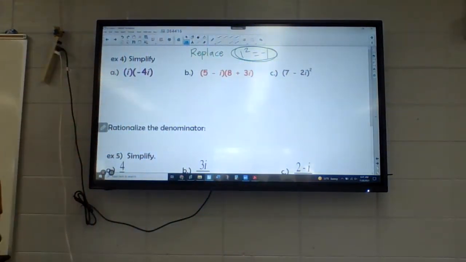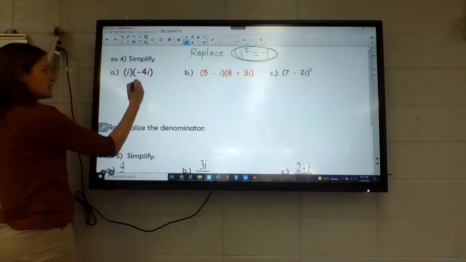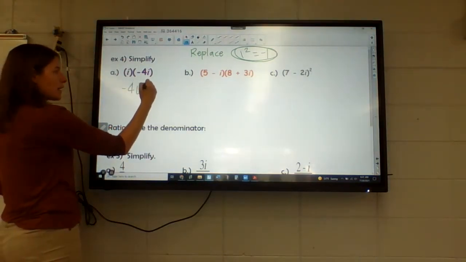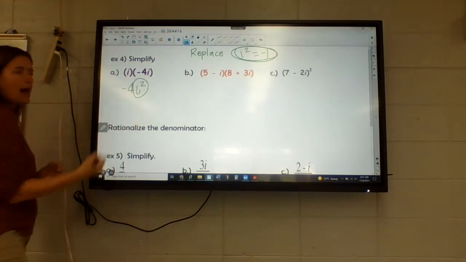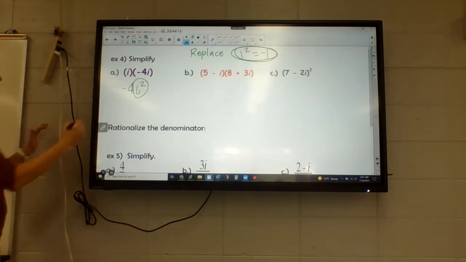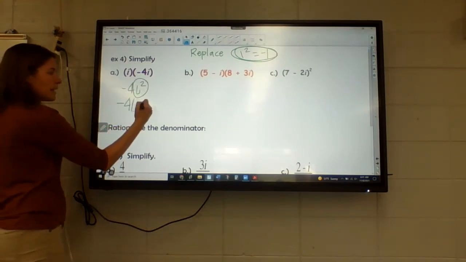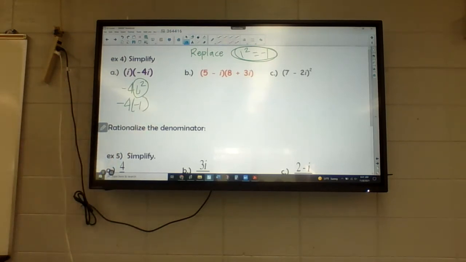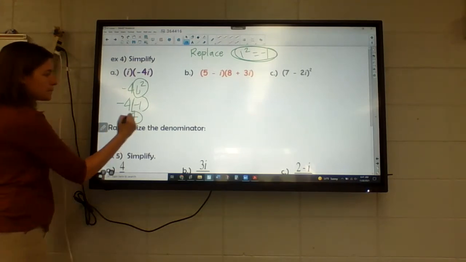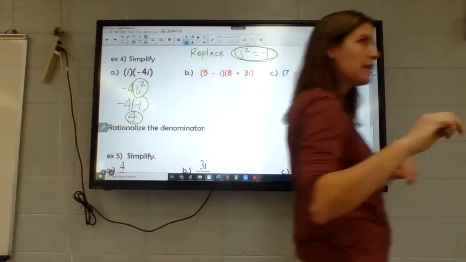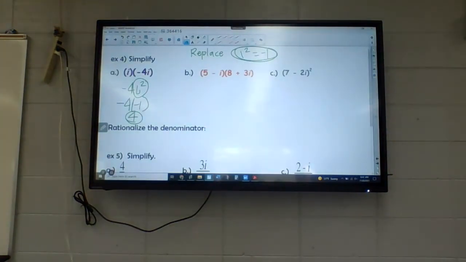So i times a negative 4i becomes a negative 4i squared. We just learned that i squared is negative 1, so I'm going to replace it with negative 1. So negative 4 times negative 1 is positive 4. Yep. So getting that i squared to be negative 1 is going to be helpful in what we're doing here.